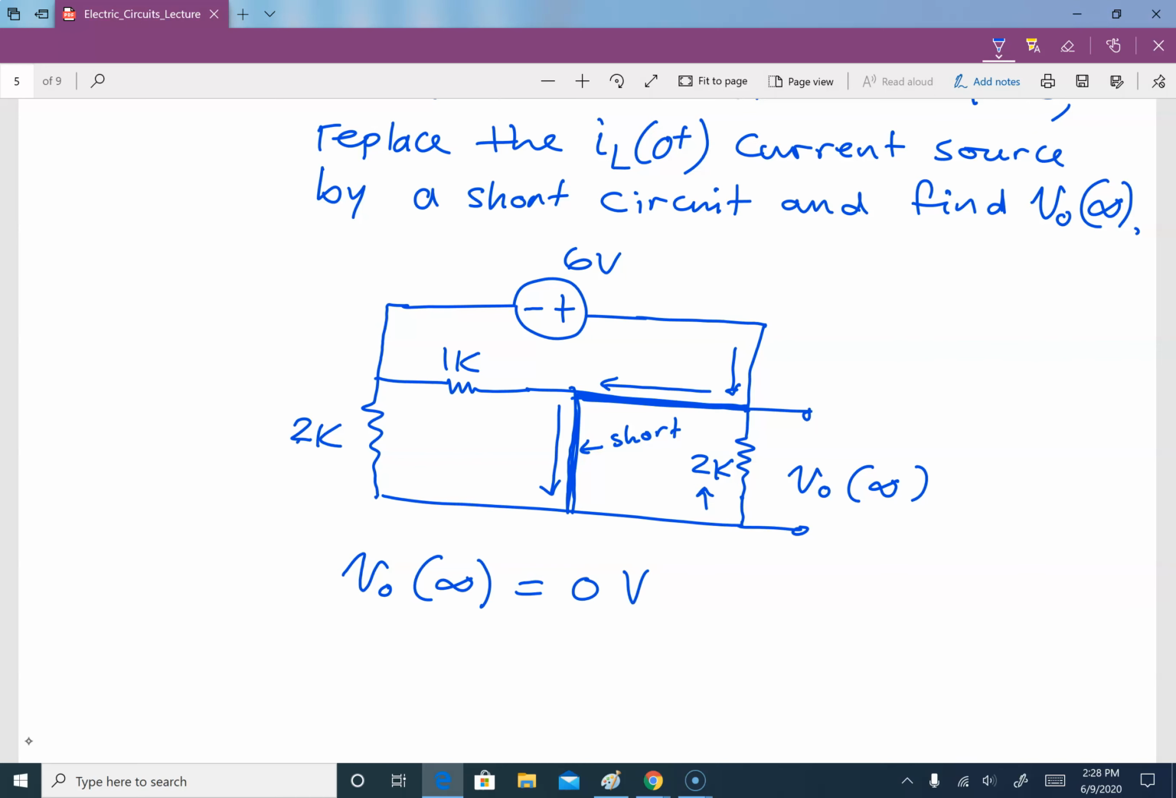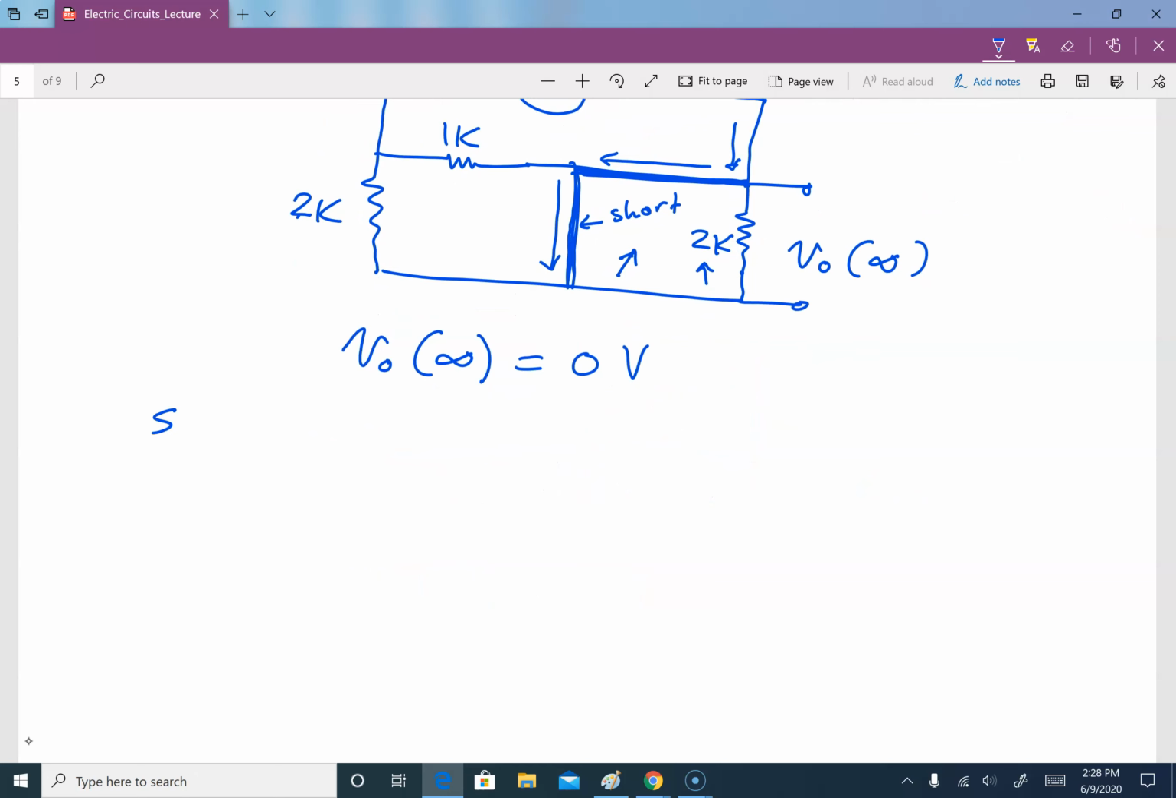If you don't know how to do that, just use any analysis technique. For example, you can go with loop. So if you look at this loop over here, then that will be 2K times I is equal to 0. That means I is 0. So V0 is 2K times I, where I is 0, then we will end up with V0 of infinity to be 0 volt.